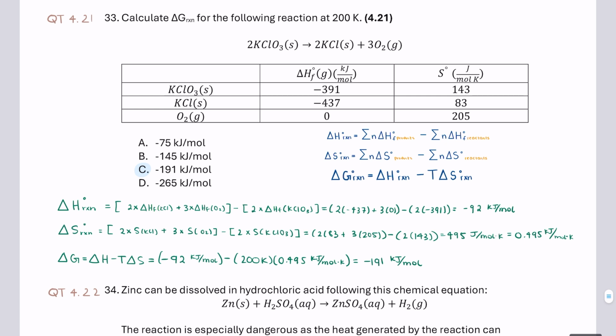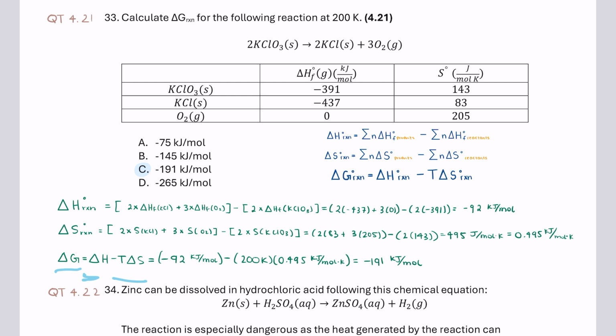This one wants us to calculate delta G of the reaction for the following at 200 Kelvin. To calculate the standard Gibbs free energy change for this reaction at 200 Kelvin, we'll use the Gibbs free energy equation. The change in standard Gibbs free energy for the reaction equals the change in standard enthalpy of the reaction minus the temperature times the change in standard entropy of the reaction. But before we can plug anything in, we need to determine both the enthalpy change and the entropy change for the overall reaction.